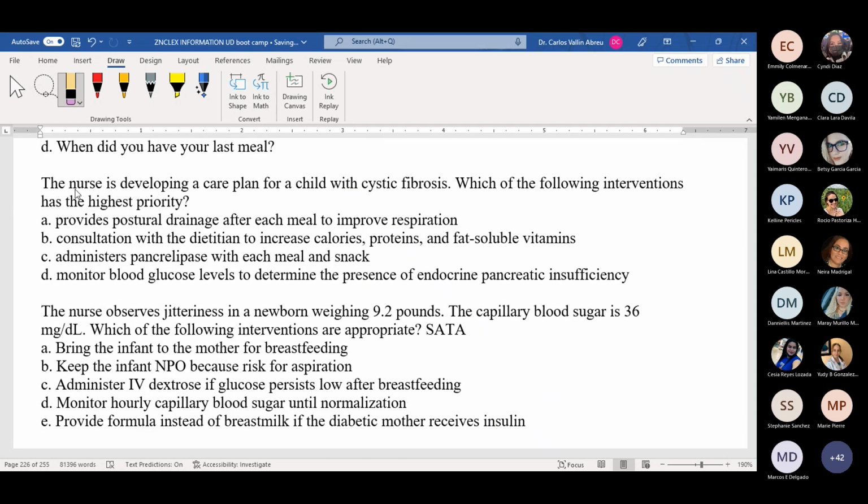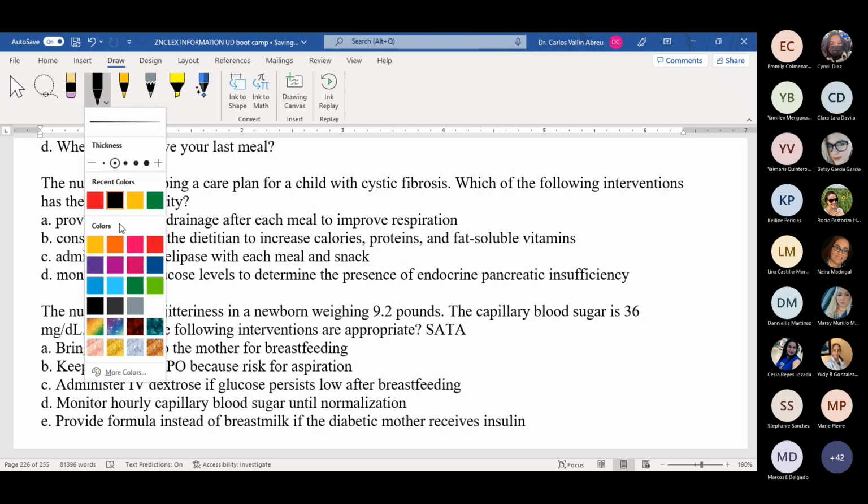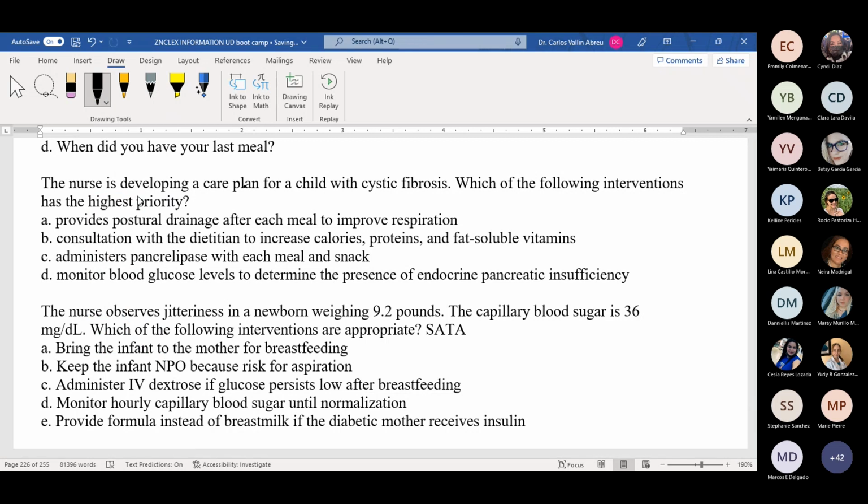Okay, let's go to this question. The nurse is developing a care plan for a child with cystic fibrosis. Which of the following interventions has the highest priority? Is this a question of prioritization? Yes, because the term is a superlative, the highest, so it is a prioritization question. That means maybe all the interventions are correct, but one is more important than the other.